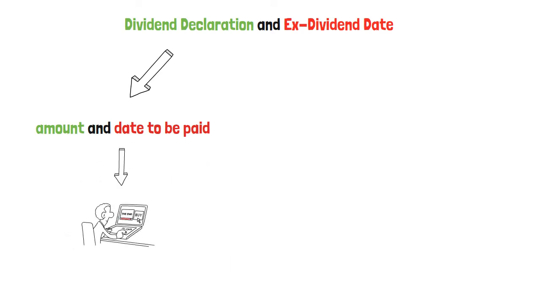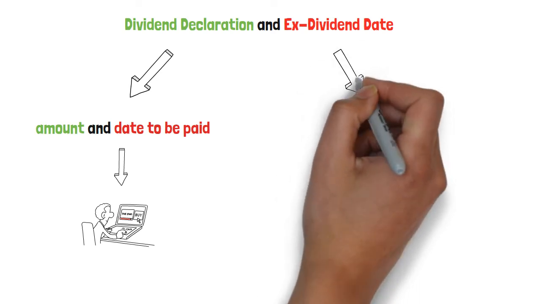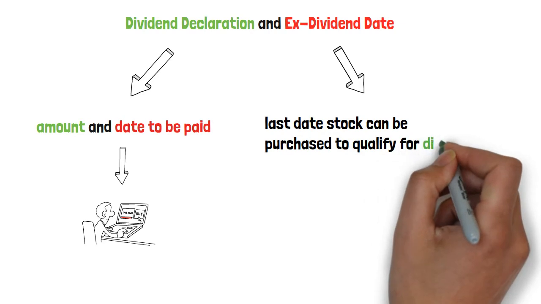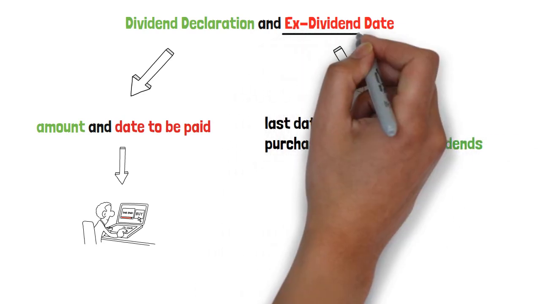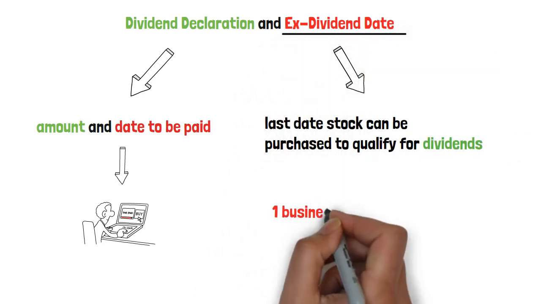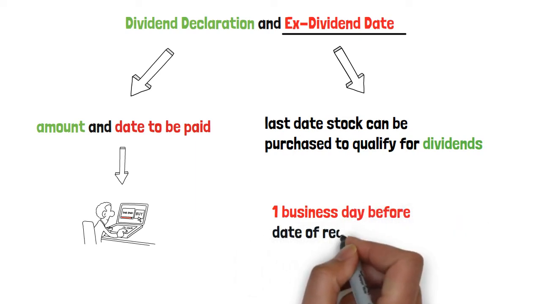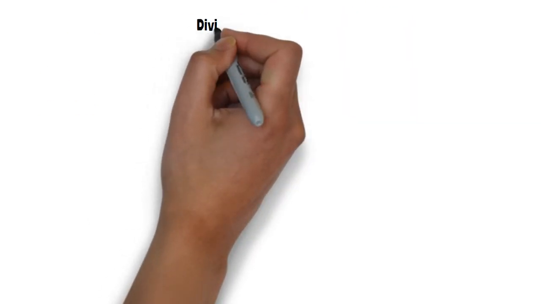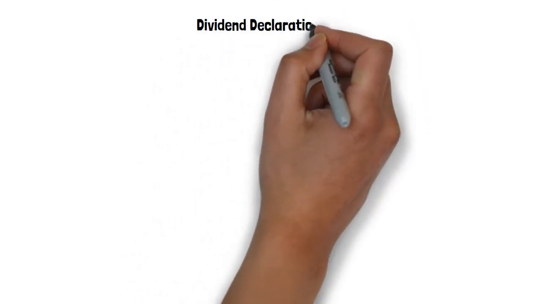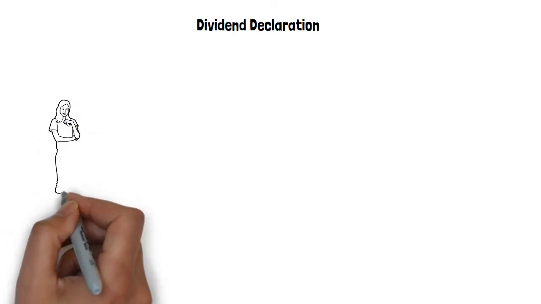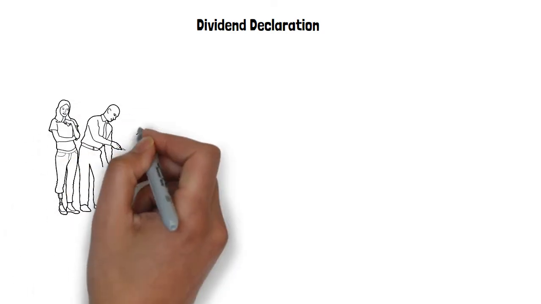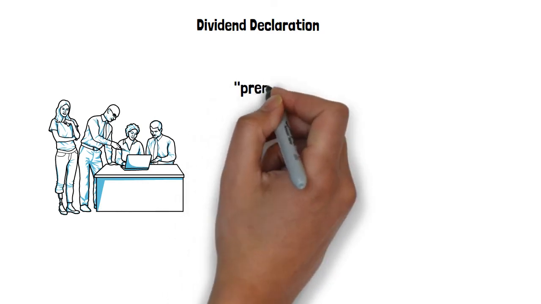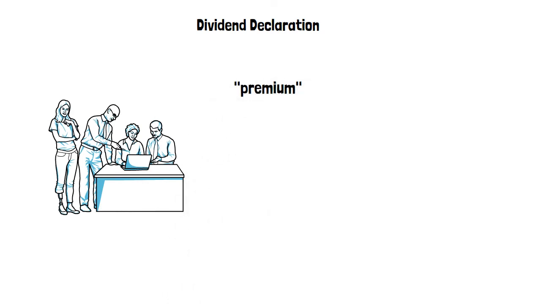The company will also announce the last date when shares can be purchased in order to be able to receive dividends when they are paid out. This date is referred to as the ex-dividend date, and it tends to be 1 business day before the date of record, which is the date when a company reviews its list of qualifying shareholders. The public declaration of a dividend usually encourages investors to purchase the stock in order to receive a dividend. Since investors know that they will receive a dividend if they buy the stock before the ex-dividend date, they are willing to pay a premium.